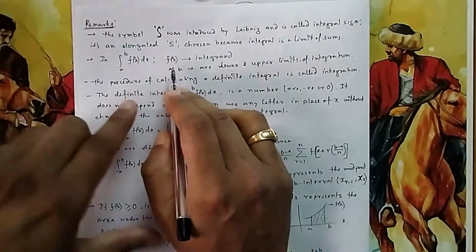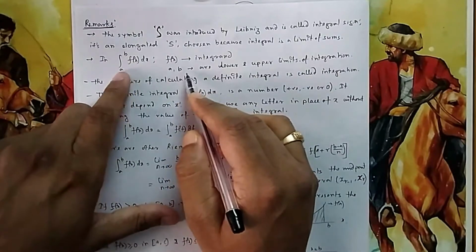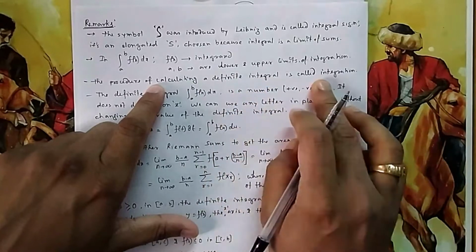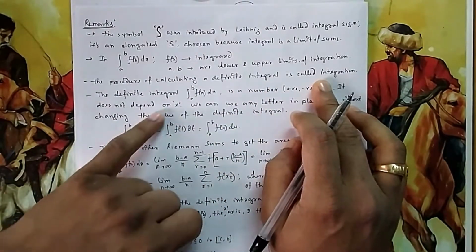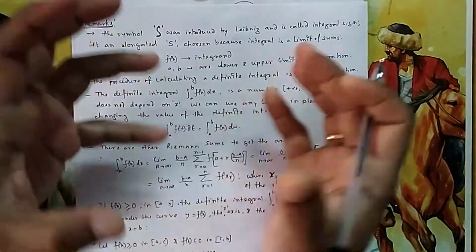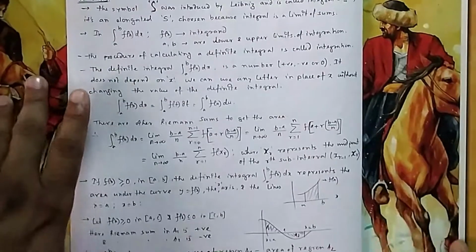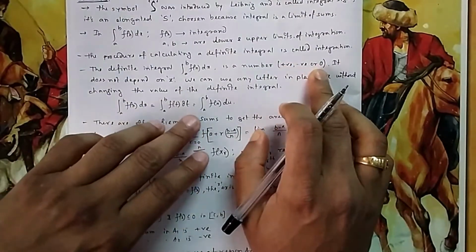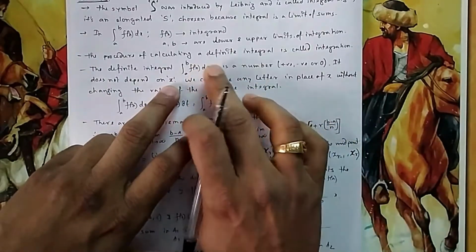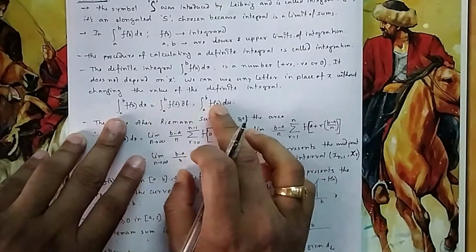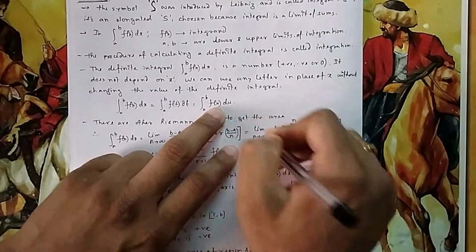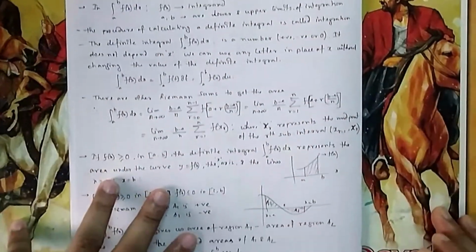So in this formula, this f(x) is known as the integrand, and a and b are the limits: a is the lower limit, b is the upper limit of the integration. The procedure of calculating a definite integral is known as integration. The definite integral from a to b of f(x) dx is a number, because you are adding all these areas and getting the total area. It can be positive, it can be negative, it can be 0. It does not depend on the variable x. So you can change this x anytime, all these are the same. This x variable doesn't matter. You can change it to t, you can change it to u. Ultimately it will give you the area, that is a number.